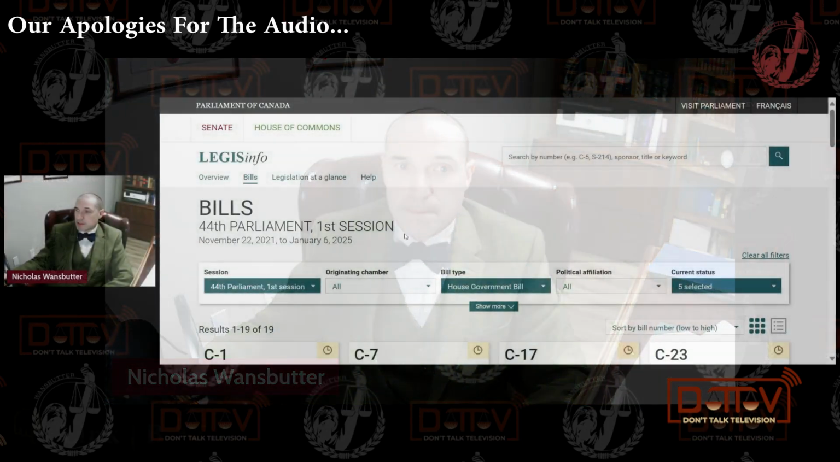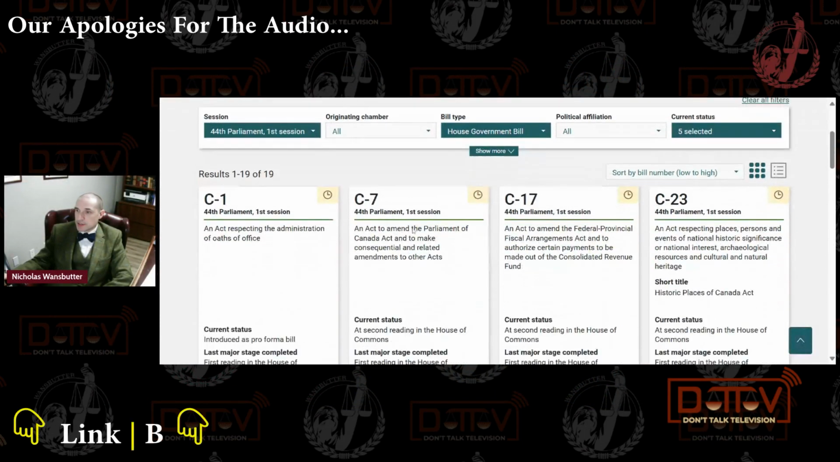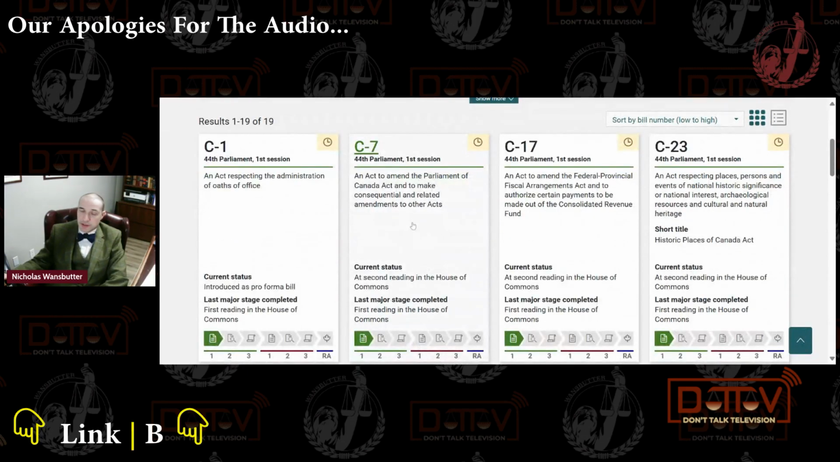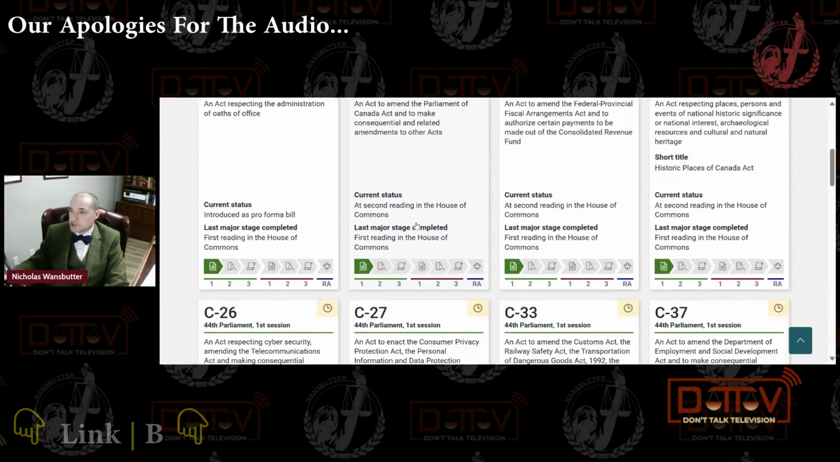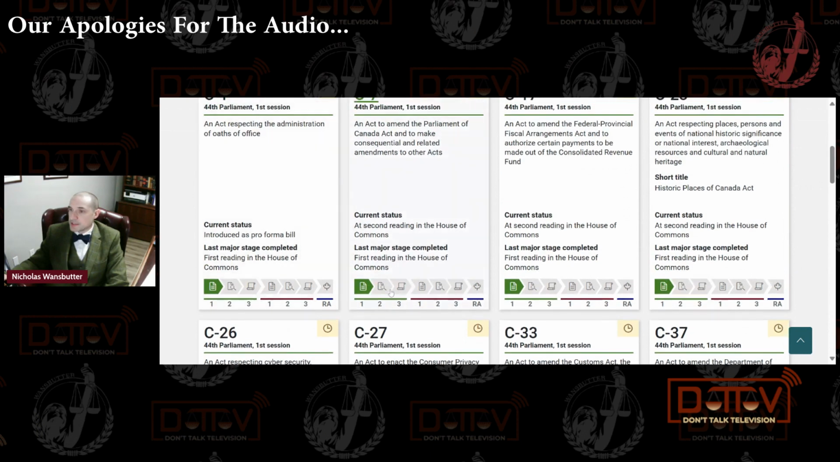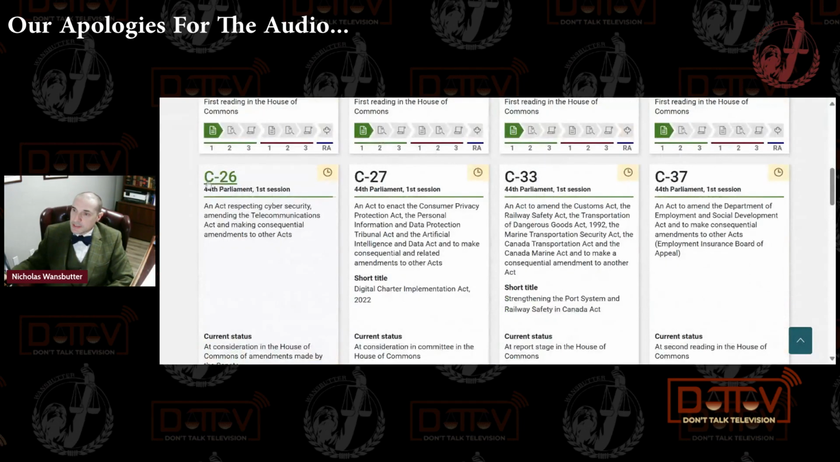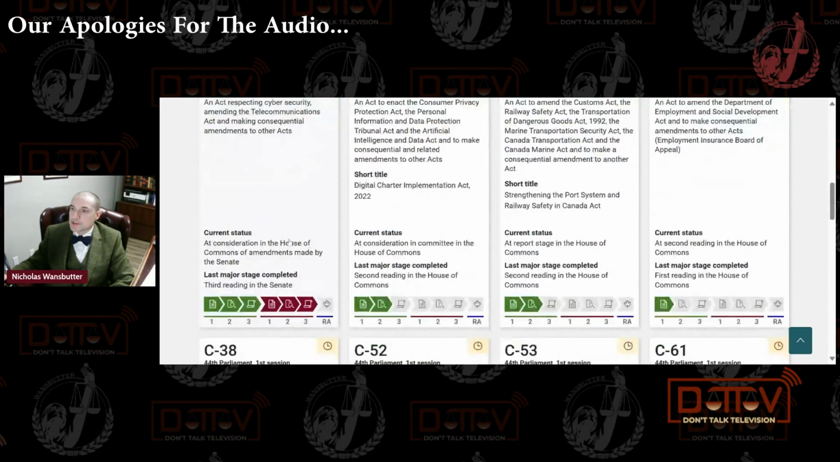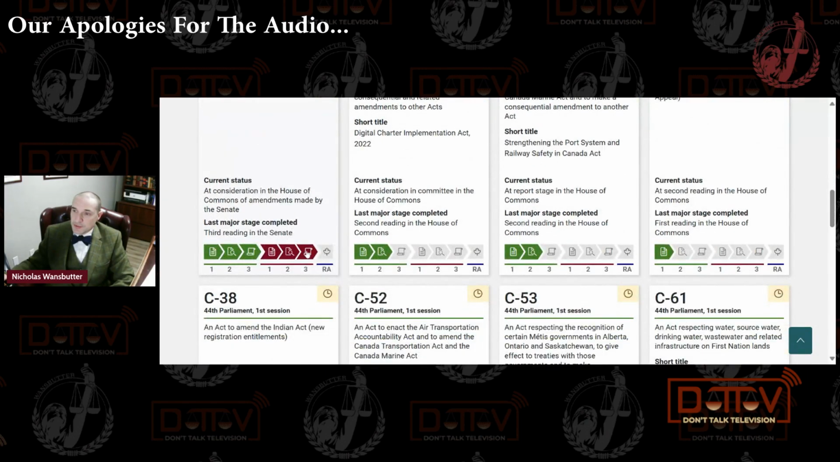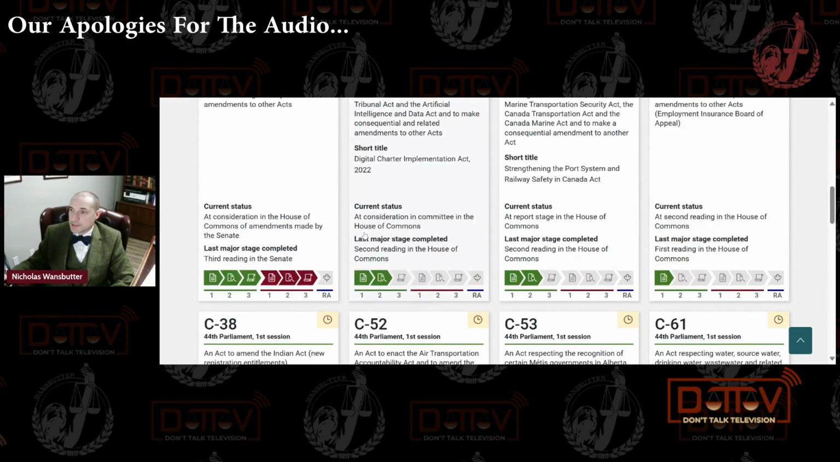We take a look here at some of the bills. These are the government bills that are still ongoing that won't exist after this prorogation. A number of these are just at first reading, but some that are of note here is C-26, the Act respecting cybersecurity, amending the Telecommunications Act and making consequential amendments to other acts. This has made it all the way to third reading in the Senate, but not to royal assent, so it won't exist anymore after this.